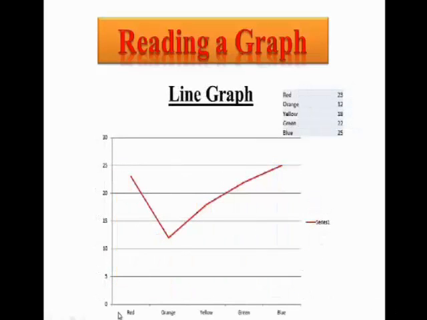The second type of graph is called the line graph. The line graph doesn't have rectangular bars, but what it does have are little points that I put and connect. So they put these little points to represent the information and they connect it. If I look at these points, I can get the same information as I have in my chart. For red, I see that my point would be at about 23. For orange, I can see that my point would be at about 12.